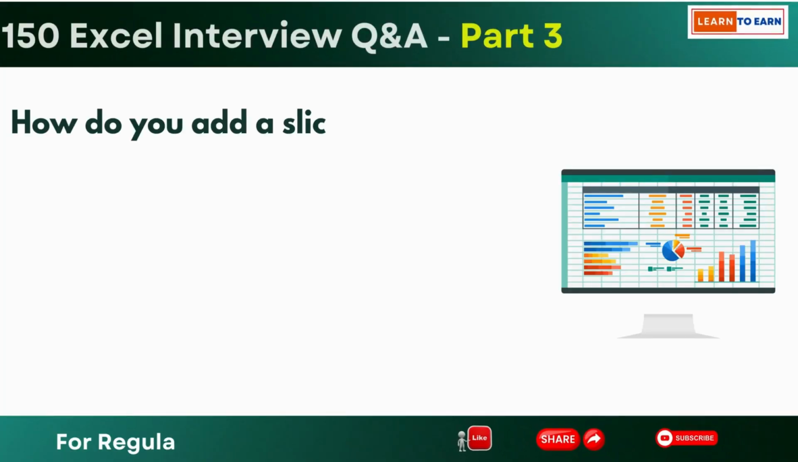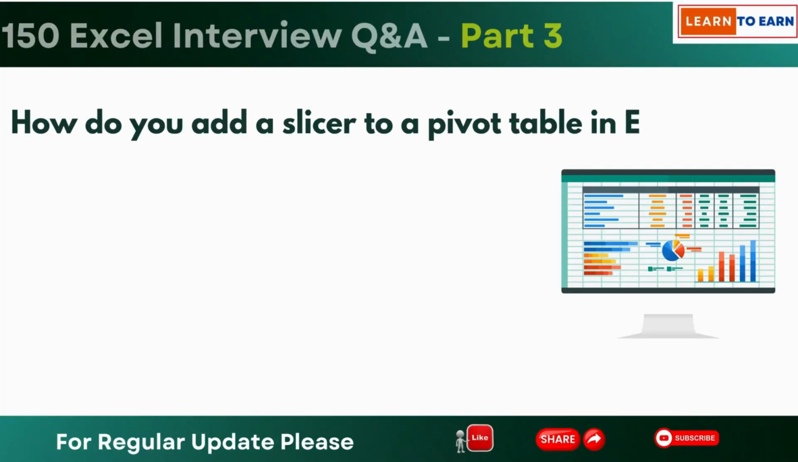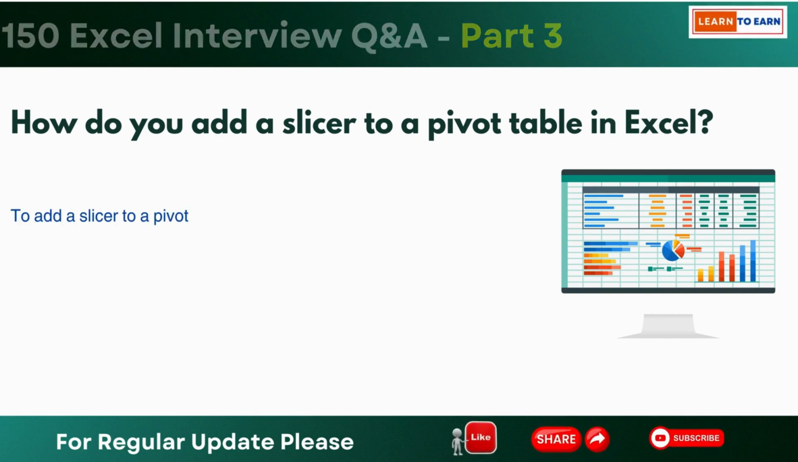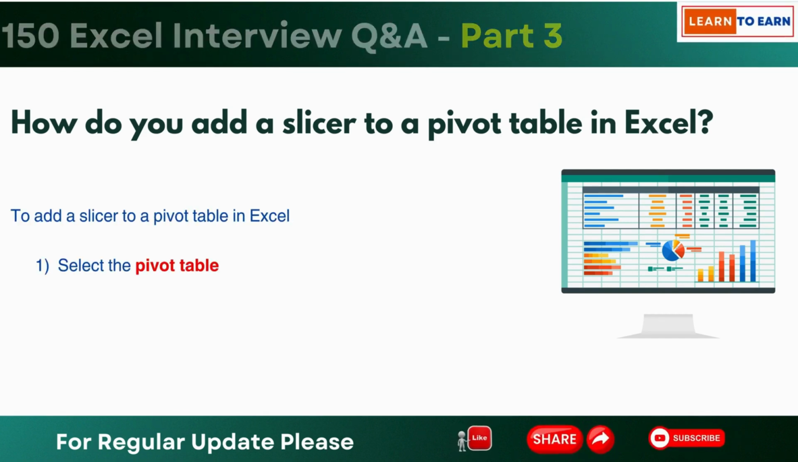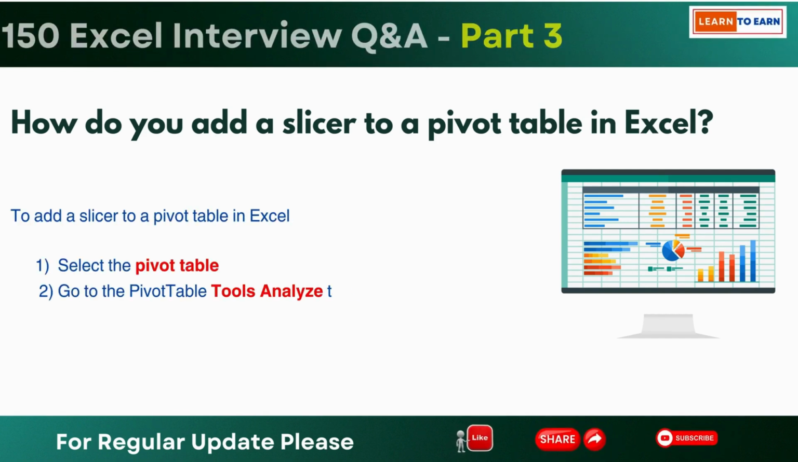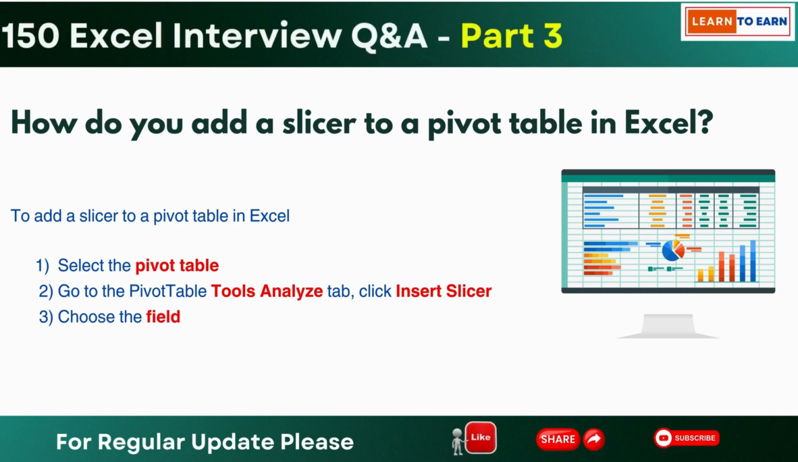How do you add a slicer to a pivot table in Excel? To add a slicer to a pivot table in Excel, select the pivot table, go to the Pivot Table Tools Analyze tab, click Insert Slicer, and choose the fields you want to filter.